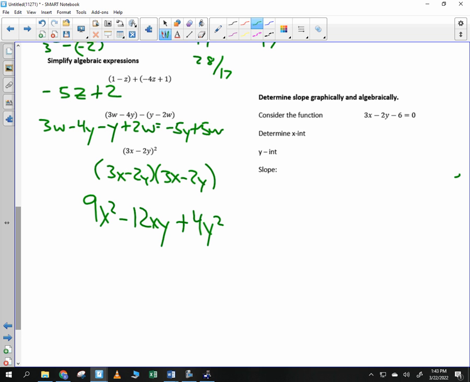Consider the function 3x minus 2y minus 6 is equal to 0. This is a linear function. Why is it linear? How do we know what makes a line? X is the first one. Yeah, it's first degree. So first degree tells us it's that. It says determine the x-intercept.